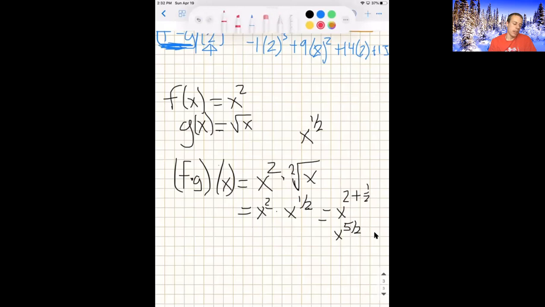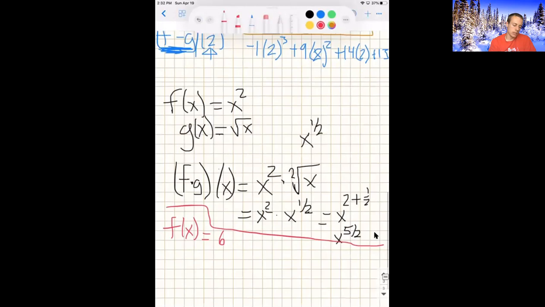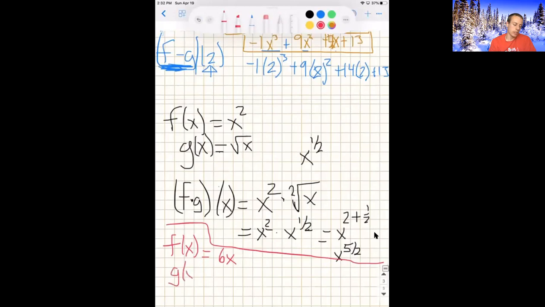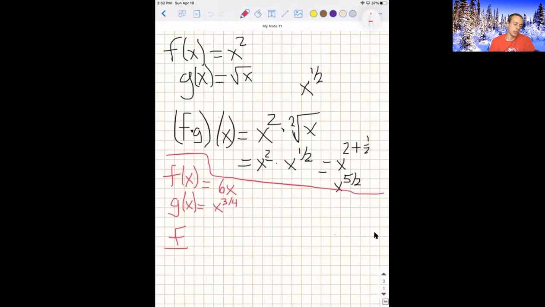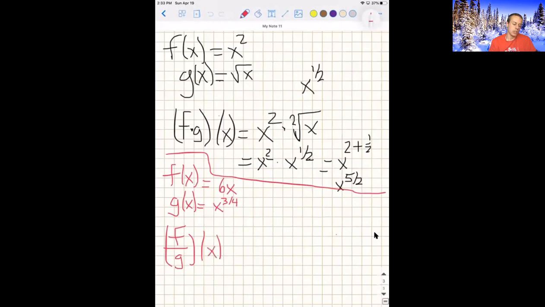What if we said f of x, I'll just do a little new example down here, is, we'll say 6x, there we go, and g of x is x to the 3/4, okay? And so our question, what they're gonna ask us in this case is, what is f divided by g of x? And so again, this says f divided by g of x. It doesn't mean f divided by g and then multiplied by x. It's just what is f of g of x, or f divided by g of x.